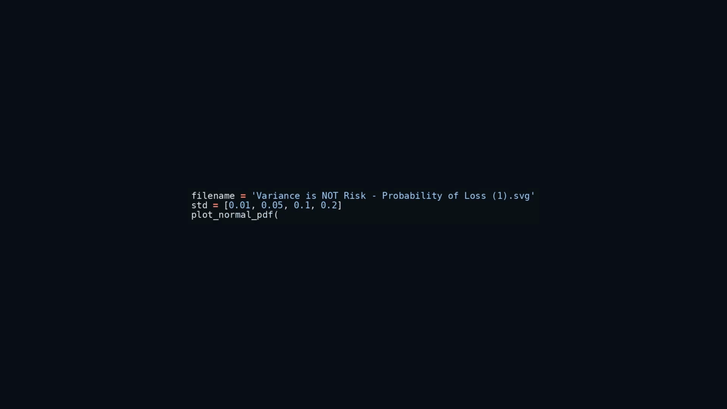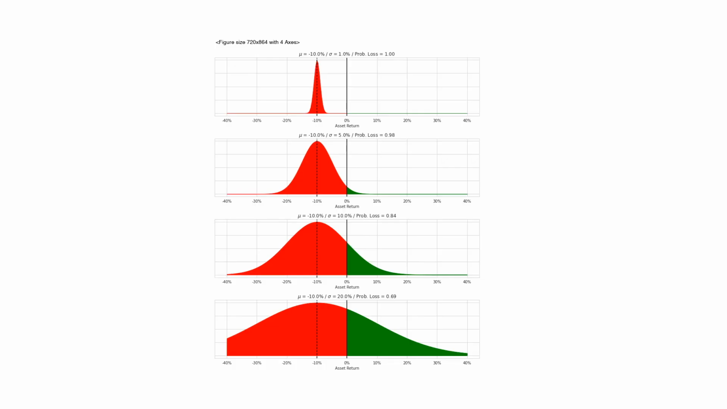The function creates a plot based on these parameters and saves it as a PNG file named variance_is_not_risk_probability_of_loss_1.png. This code is particularly useful for visualizing the PDF of a normal distribution with varying standard deviations, aiding in understanding the dataset's distribution or performing statistical analysis. By providing a graphical representation, it simplifies the interpretation of the data's characteristics.